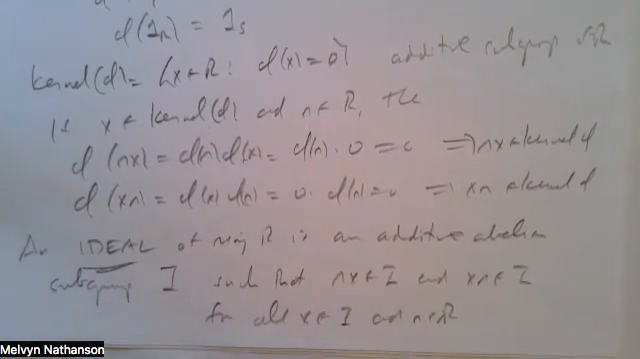So an ideal in a ring is analogous to a normal subgroup in a group. Both of them are the kernels of homomorphisms. The kernel of a group homomorphism is a normal subgroup. The kernel of a ring homomorphism is an ideal.